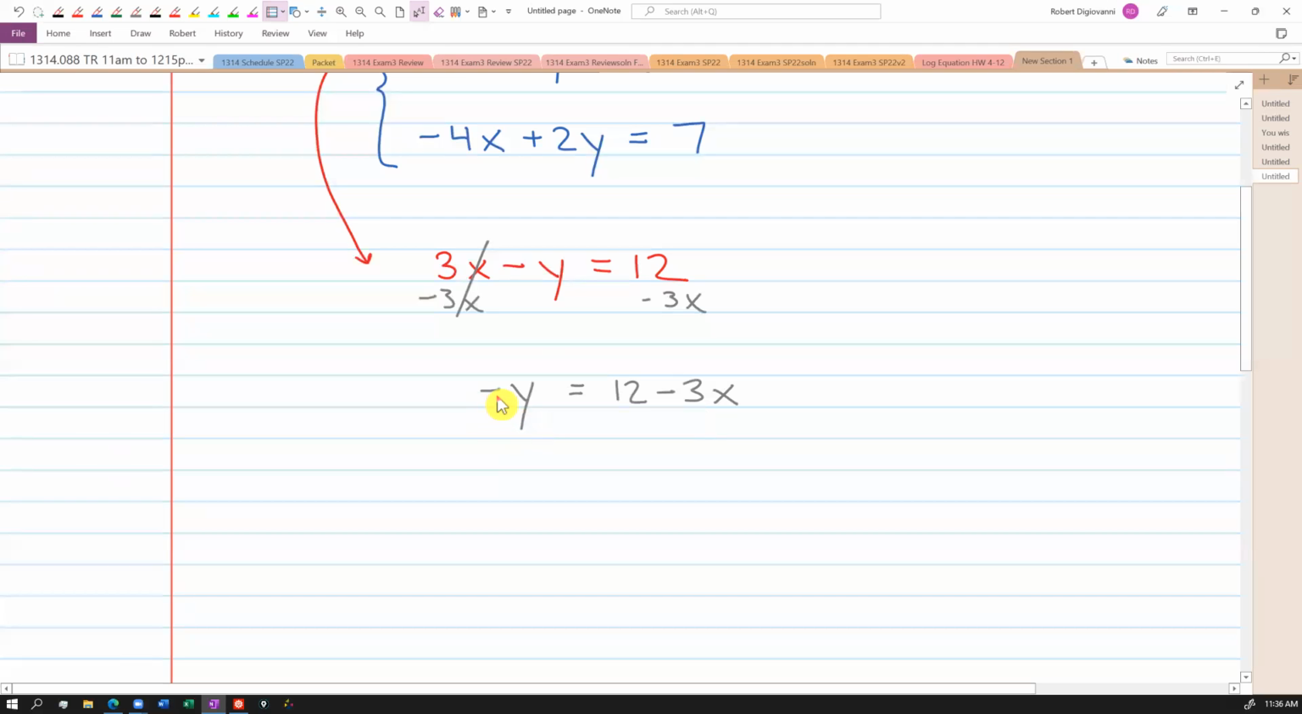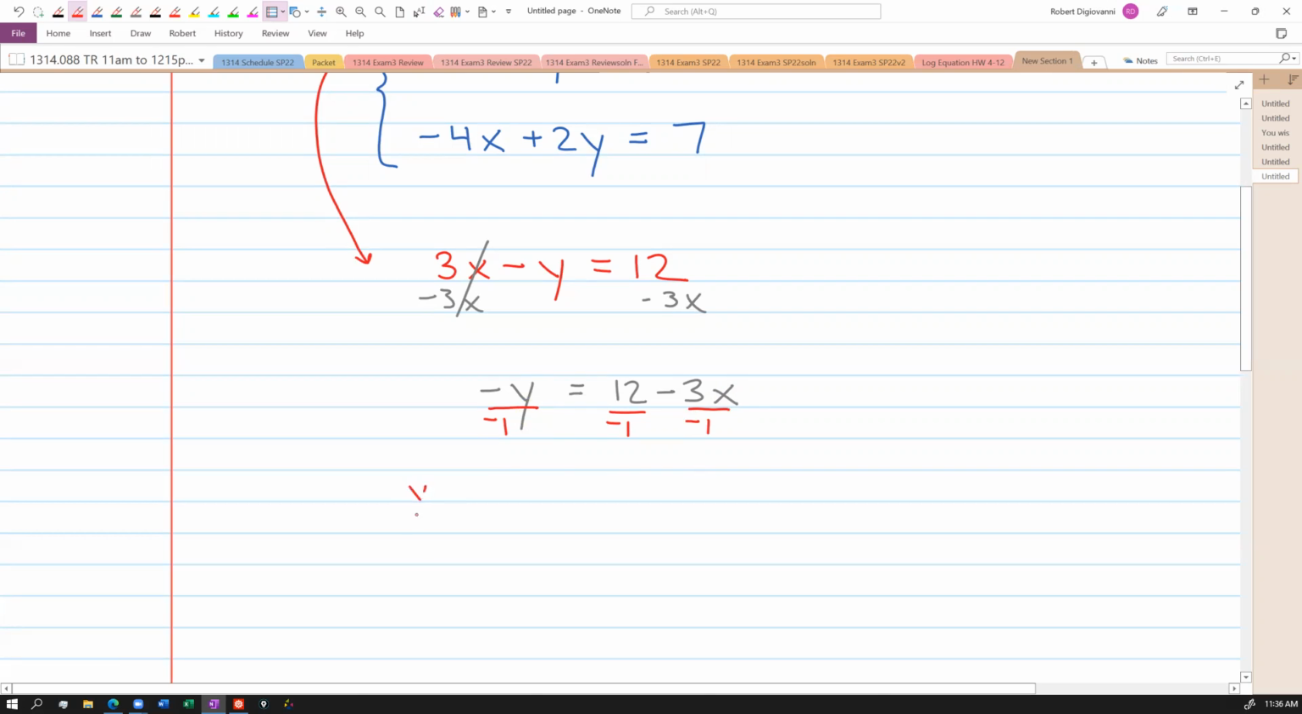Now I need y, not negative y. So how can I get rid of the negative 1? Yeah, this is a negative 1 being multiplied, right? So we would have to either multiply both sides by negative 1 or divide both sides by negative 1. It's your choice. So let's go with divide. Divide by negative 1, divide by negative 1 here. You divide each of these by negative 1. And let's just see what effect this has: it changes the signs of everything.